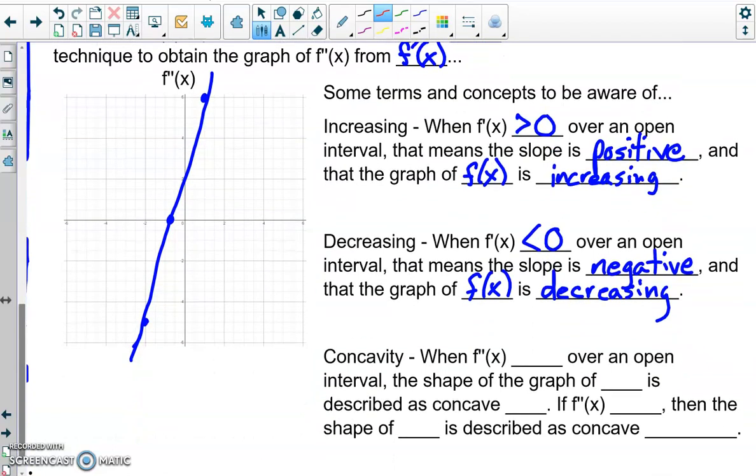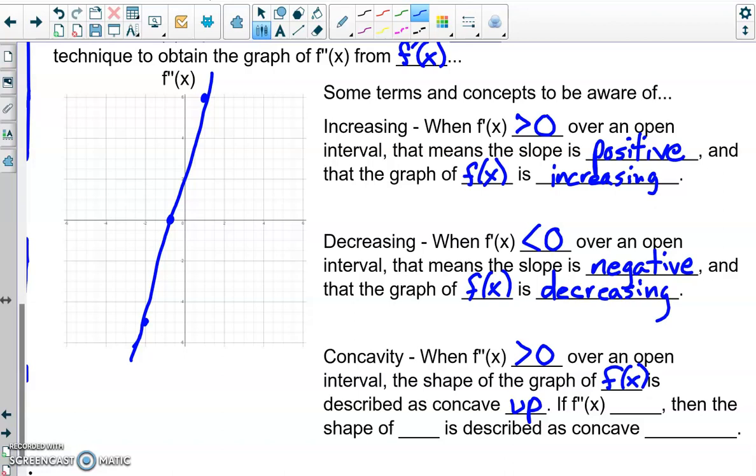So concavity, this is the second derivative. This is where the second derivative comes in. And when f double prime is greater than 0 over an open interval, the shape of the graph of f of x is described as concave up. So think about it as cupped up. If you held your hand like in a bowl shape, that bowl is something that you could actually pour cereal into. It's opened up. So the U is opening up.